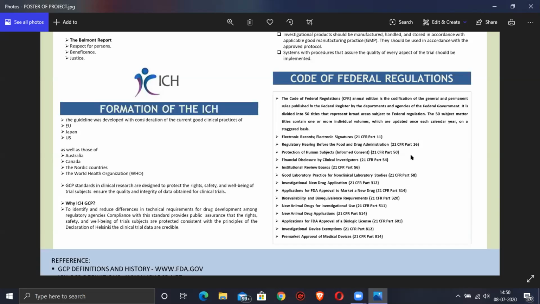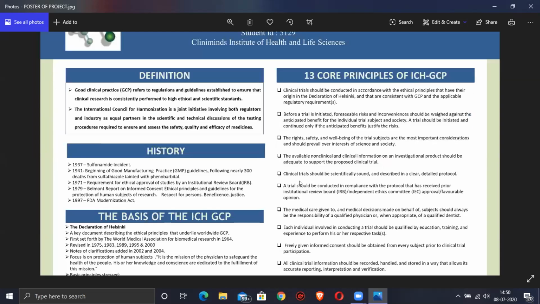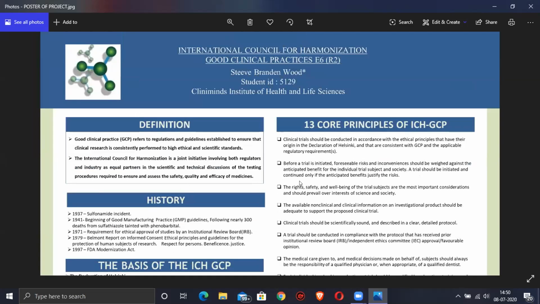regulations upon which other countries can write their own guidelines and regulatory requirements according to their country and according to their region. So this is all about the International Conference on Harmonisation and about good clinical practices and the core principles of the ICH GCP. Thank you for giving me the opportunity.